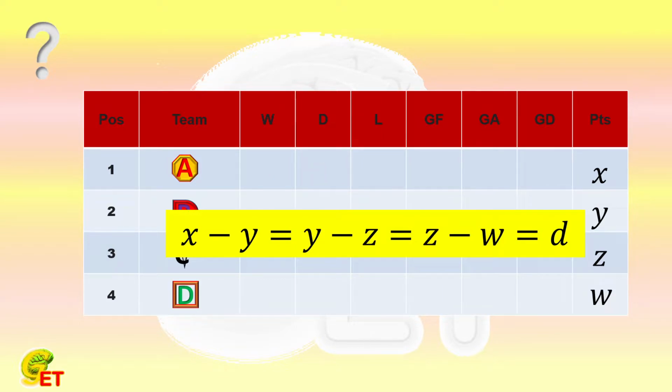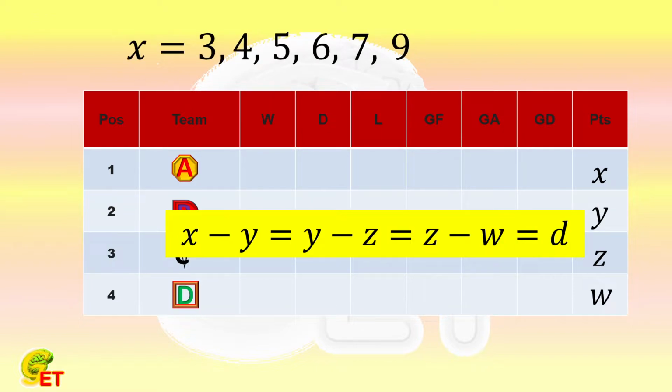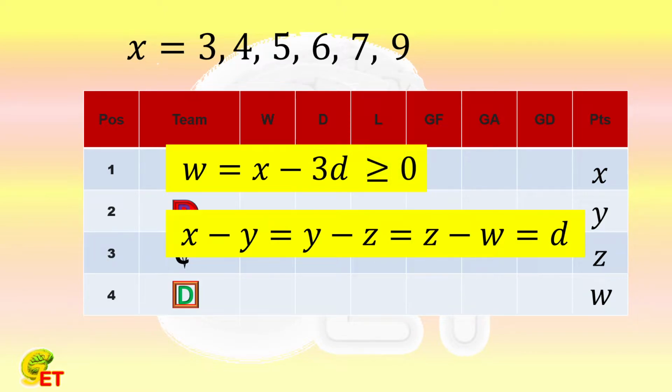The same as in the previous questions, we first list all the possibilities of the first team's points. Then let's take a look at whether there are any restrictions on the common difference of this arithmetic sequence. The first is the points for the fourth team, which is equal to x minus 3 times d. It cannot be smaller than 0. That is to say, d cannot be bigger than x over 3.